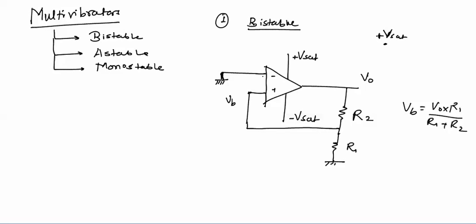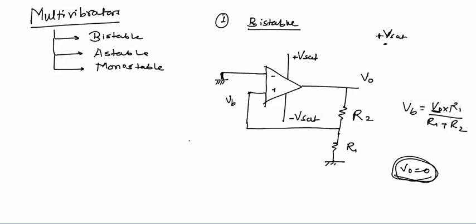Initially, if we assume that both the input voltages are at the same potential, or output is equal to 0 initially, when output is equal to 0, then VA is grounded, and if V0 is 0, then VB will also be at 0 volt. So both the voltages will be at 0 volt. Now due to the noise present in the system, either VA or VB will be greater than the other. So due to this noise, the output voltage will either be plus Vsat or minus Vsat.